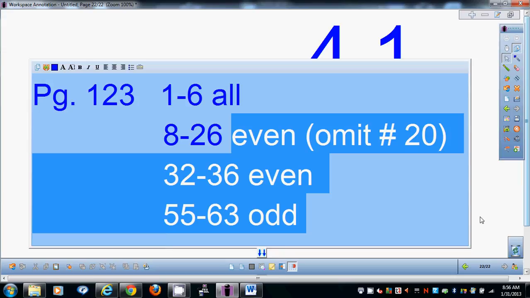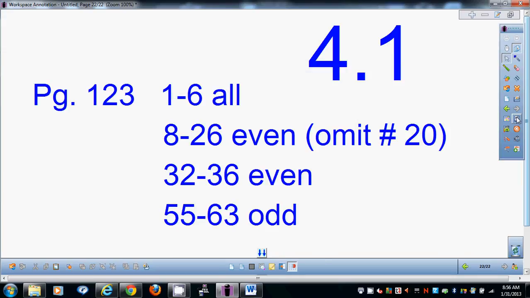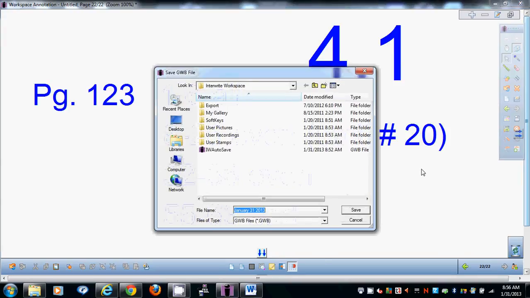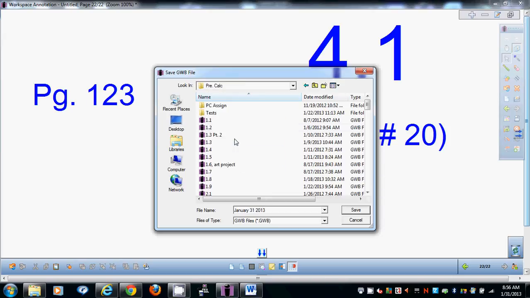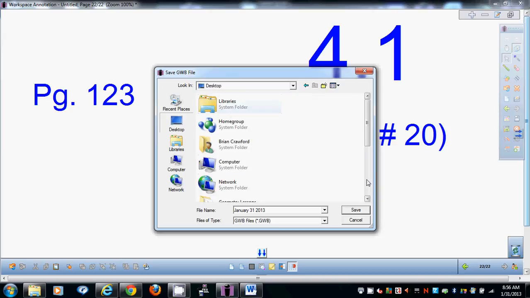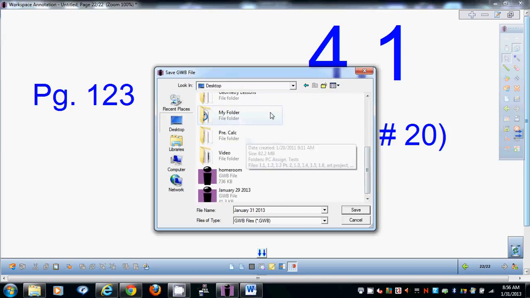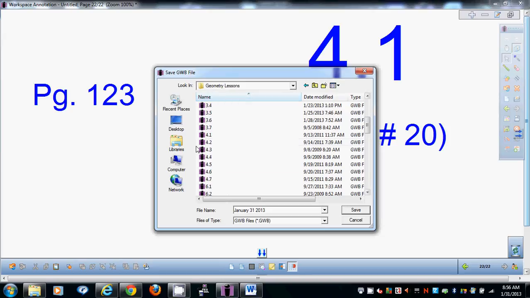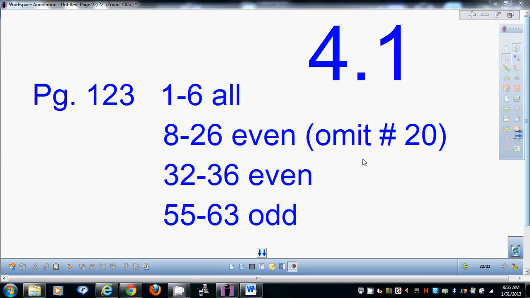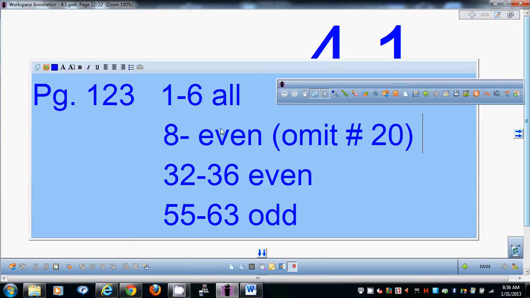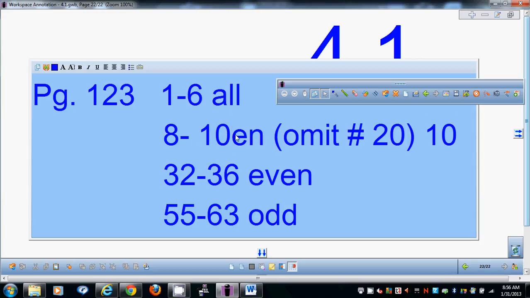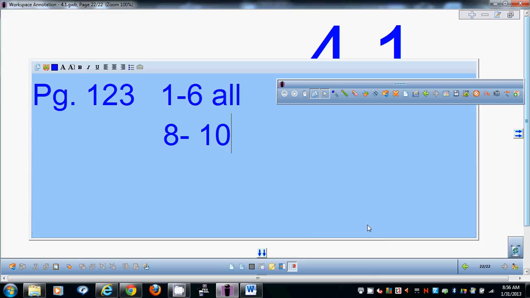Oh, this isn't pre-cal. This is geometry. And this was 4.1. Okay, so this is 8 through 10, and I'm just going to make that all. Alright, there's your assignment. That's it. Tomorrow, we're going to review this. This is going to be harder than doing the assignment for most of you.